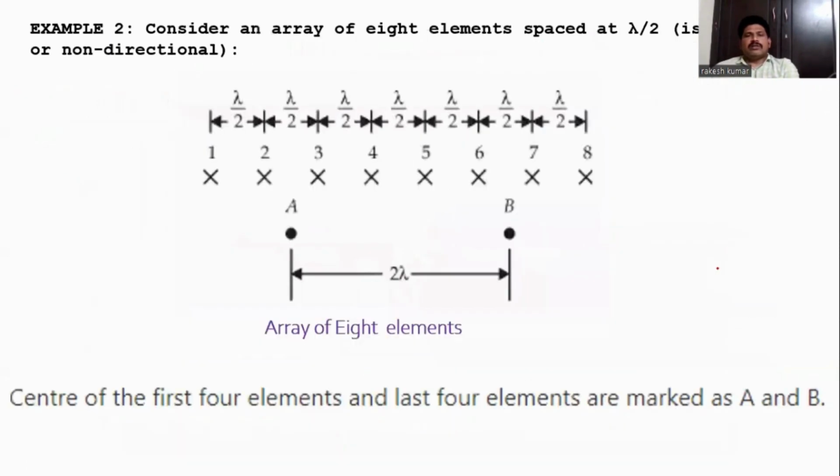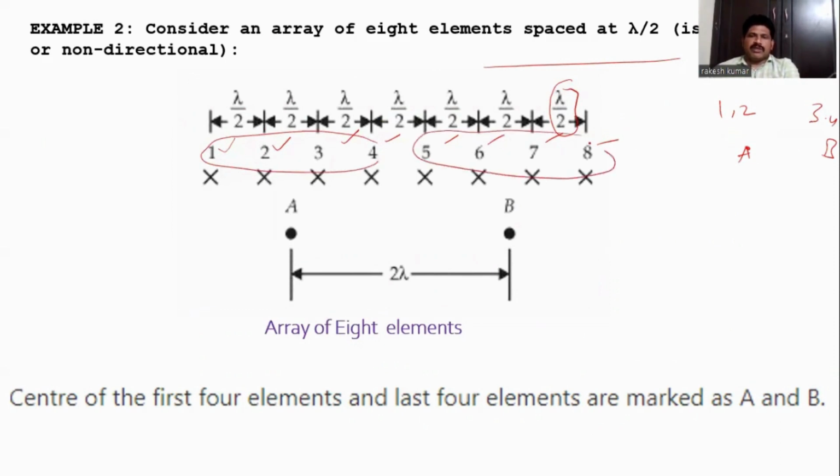Now let us go to example 2, a very, very important one. It is for 8 elements separated by lambda by 2. So first element, second element, third element, fourth element, fifth element, sixth element, seventh element, all are separated by a distance of lambda by 2. In the previous case, I considered elements 1 and 2 as A and 3 and 4 as B. Here I am considering 1, 2, 3, 4 as A and 5, 6, 7, 8 as B. Here what is the separation distance? Here the separation distance is 2 lambda. In the previous case, the separation distance was lambda.